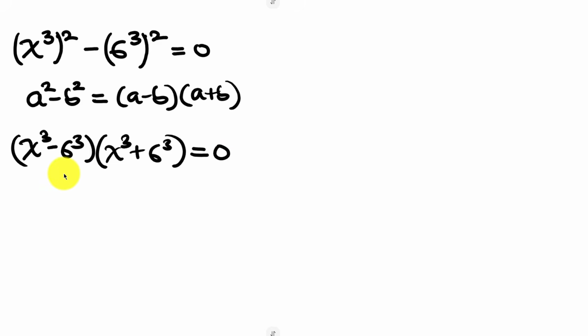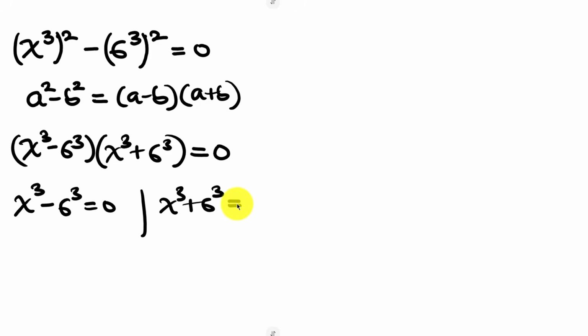Now we have two cases from here. We have x cubed minus 6 cubed equal to 0, or we have x cubed plus 6 cubed equal to 0. Now we're going to be solving these cases one after the other. So I'll pick this one as the first case. So we say case 1.